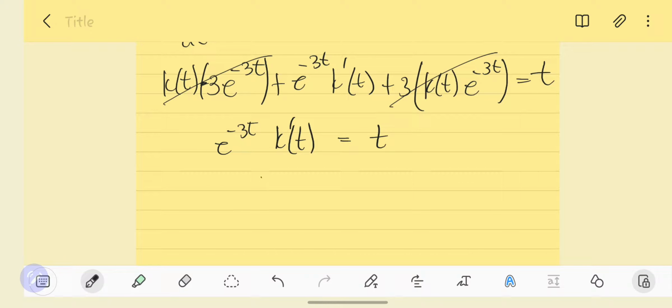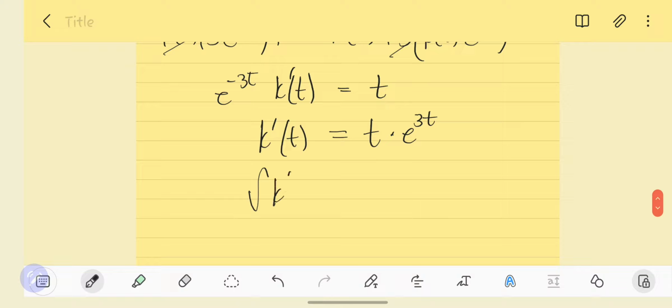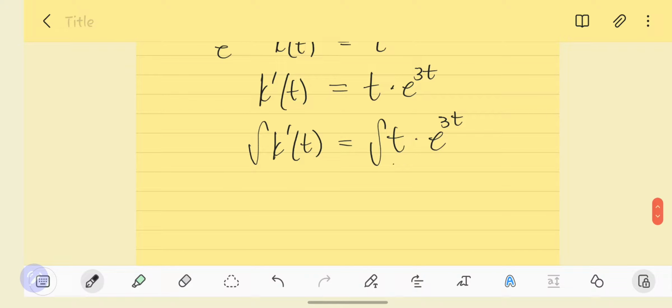And then we'll solve for k prime of t, which is equal to t times e to the 3t. Now the integral of that: k of t is equal to the integral of t times e to the 3t. But we cannot simply integrate this because we have a product of terms, so we will use integration by parts.